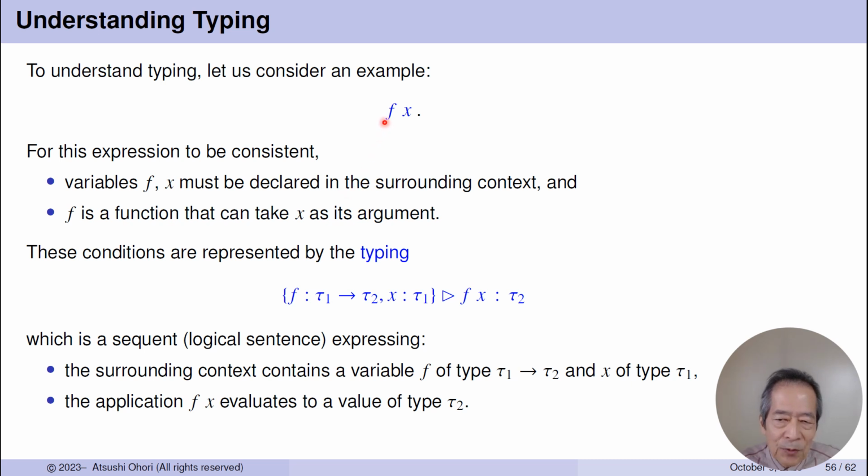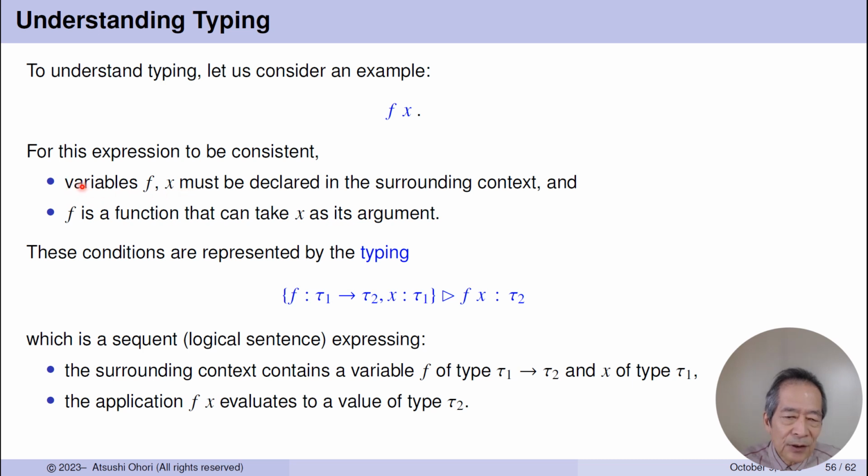Somewhere before this expression, there must be definitions of f and x. This is the first condition. The second one is somewhat obvious. This f is applied to this x, so there must be some consistency relation between function and argument, right? The function should be defined on a particular domain, and x must belong to that domain. That is the second consistency condition. This second one is somehow obvious, and the important thing is about the first one.